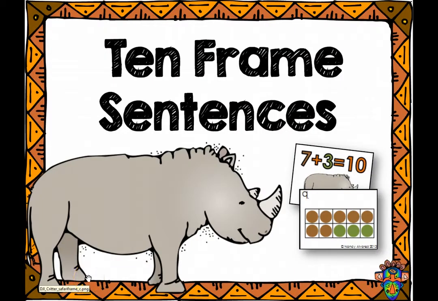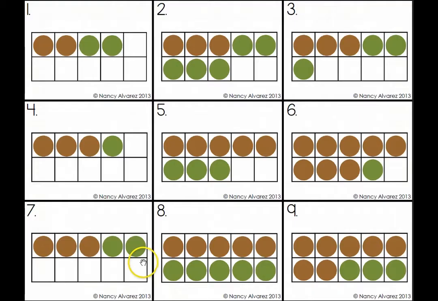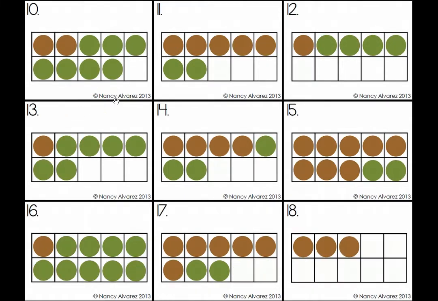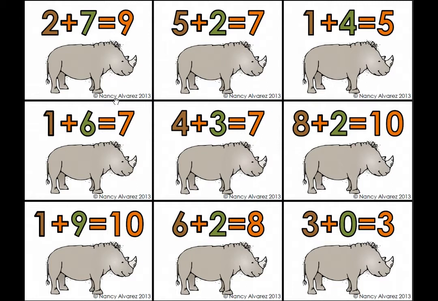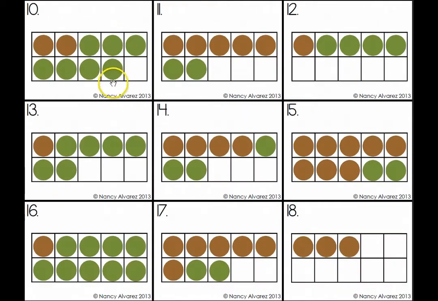The next activity is a math activity with 10 frames with sums up to 10. You can use it in different ways. Let me just take you through a couple of the ways you can use it. There are cards like this, and the dots are different colors. You can just do it as matching. They will have to match these cards to the ones that have the actual problem written out. For example, this one's 2 plus 2 equals 4, so they have to find the one that has 2 brown dots, 2 green dots, and then it equals 4.